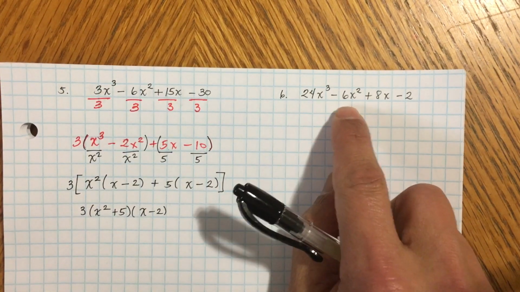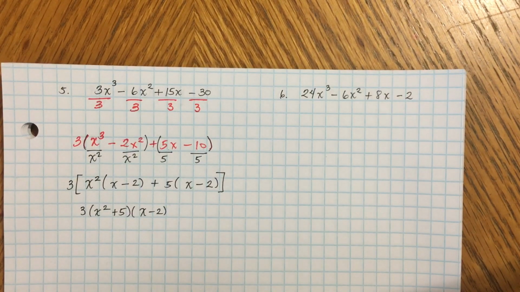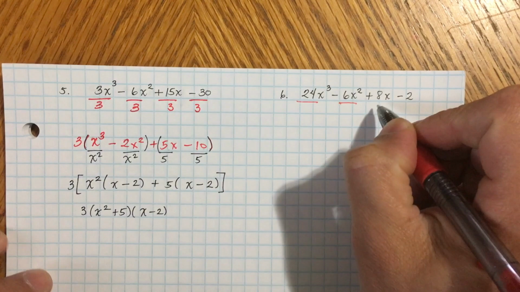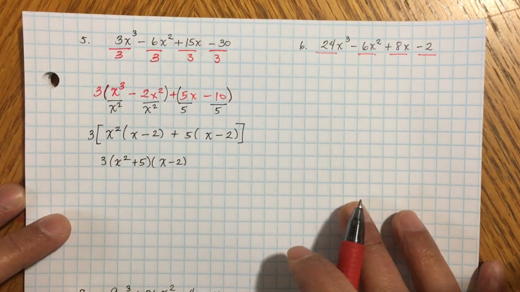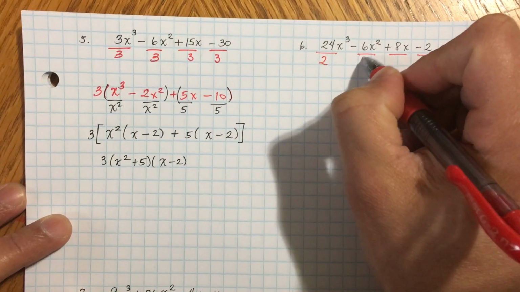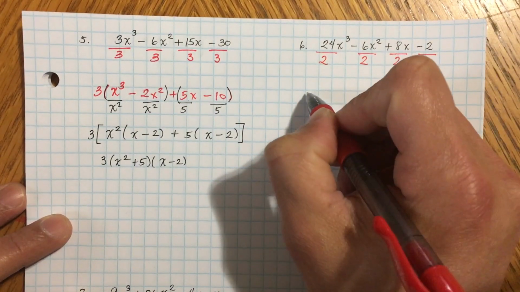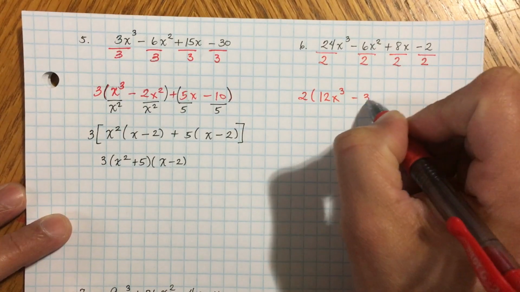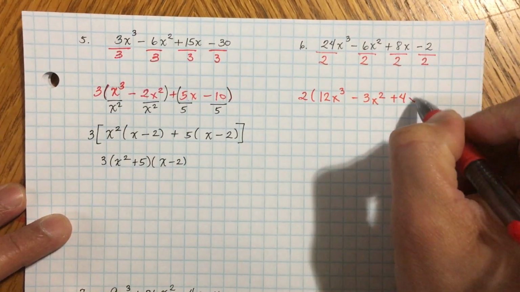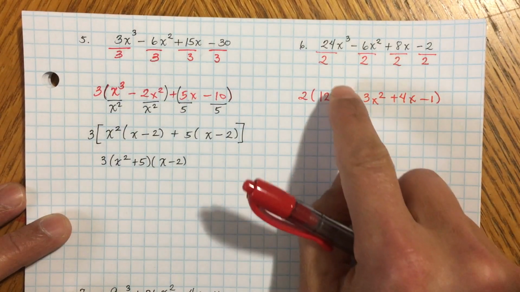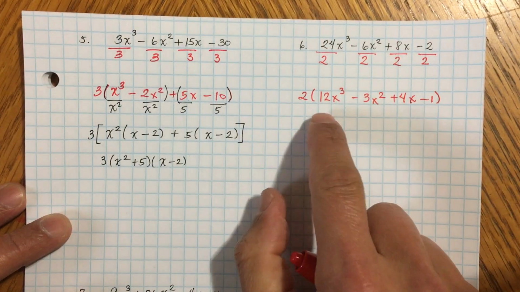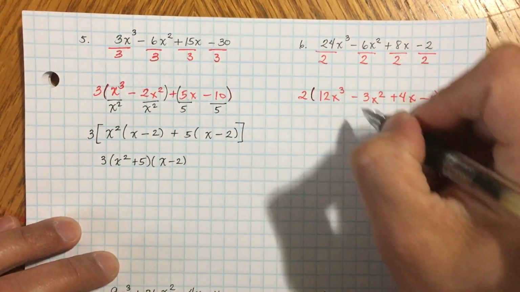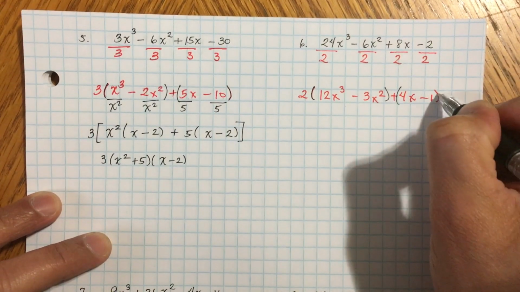Let's look at this one, 24, 6, 8, and 2. What's the common factor to all of them? It's going to be 2. So we're going to go ahead and, before I start doing factor by grouping, I'm going to take out a 2 from each one. Okay, so it's going to give me 2, and that's going to give me 12x cubed minus 3x squared plus 4x minus 1. Okay, entonces antes de factorizar, le sacamos el 2. Okay, now I can go ahead and factor by group. So we're going to go ahead and group the 12, the 3x squared, and then the 4x, and then the minus 1.